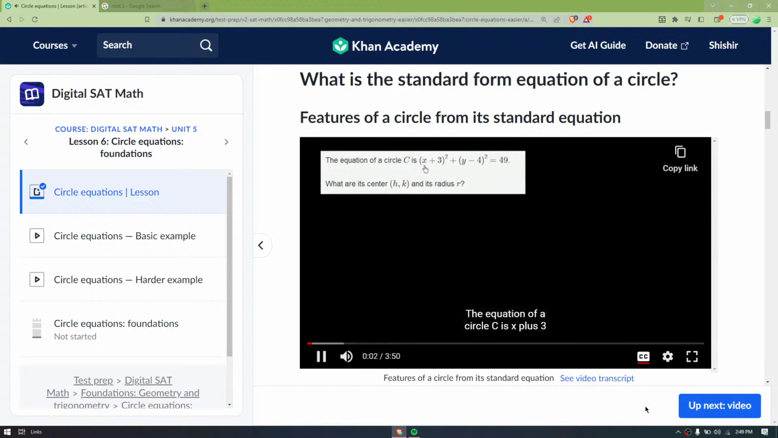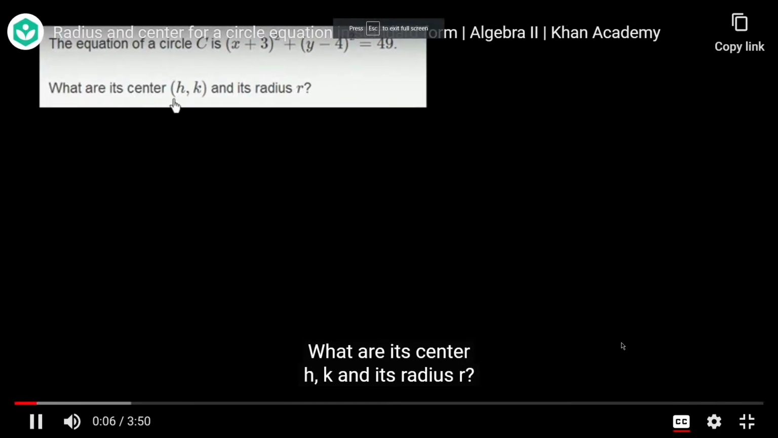The equation of a circle C is (x + 3)² + (y - 4)² = 49. What are its center (h, k) and its radius, r?